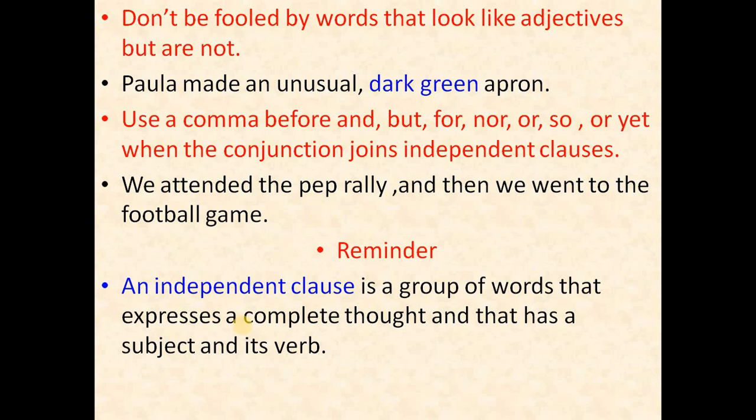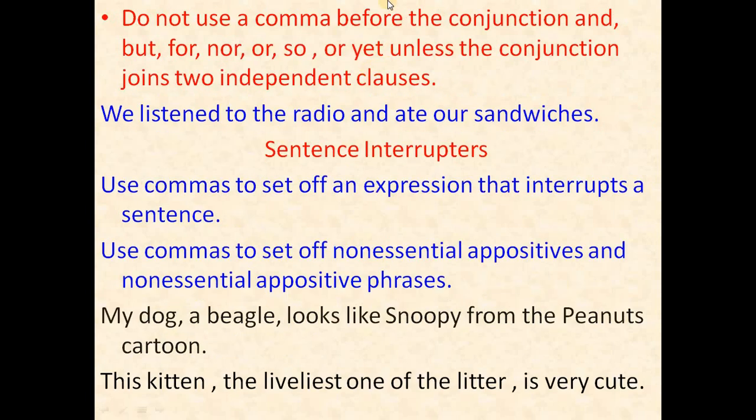And now, in this reminder, you can find the definition of the independent clause. It's a group of words that expresses a complete thought and has a subject and its verb. We said before, if one of these conjunctions does not join two independent clauses, then the comma is not needed here. See this example? We listened to the radio and ate our sandwiches.